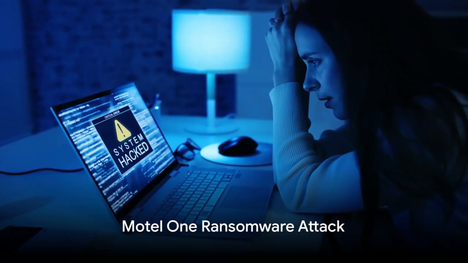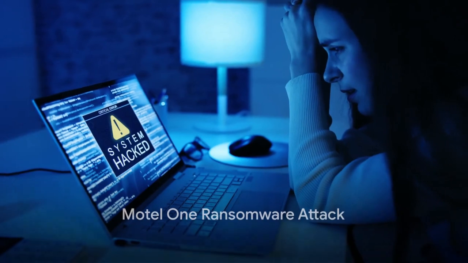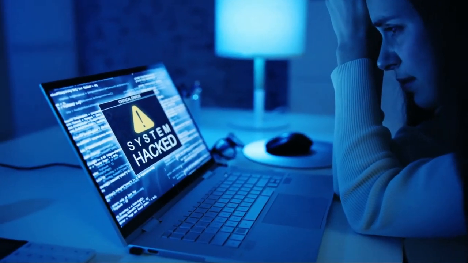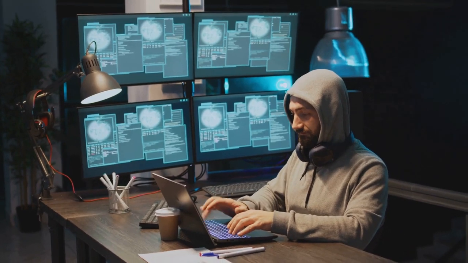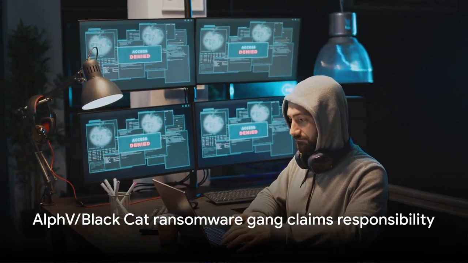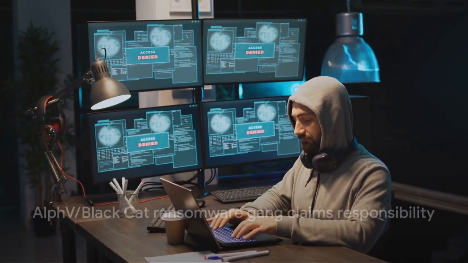First up, let's talk about the recent ransomware attack on the Motel One group. The budget hotel chain confirmed that customer information and credit card data were stolen. The ALPHV BlackCat ransomware gang has claimed responsibility for this attack.